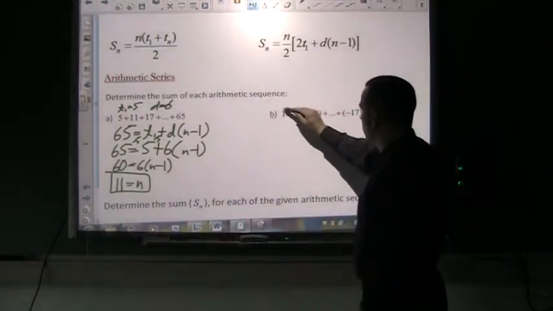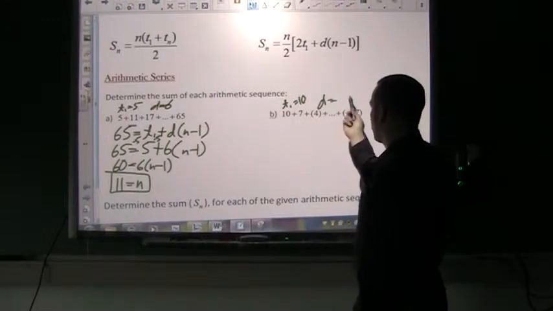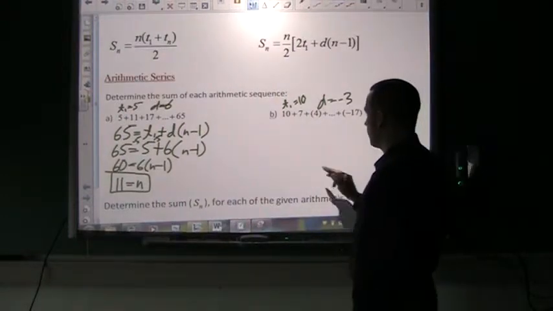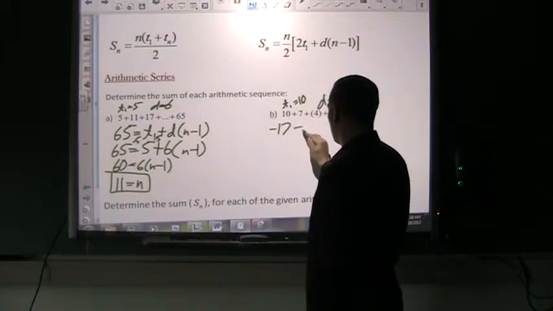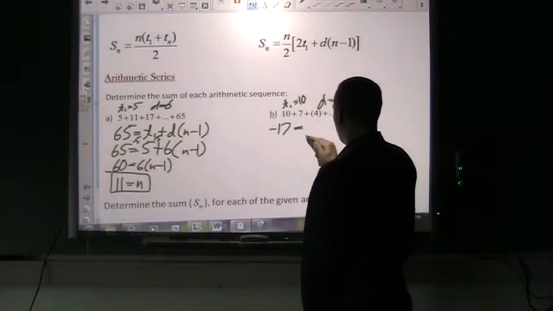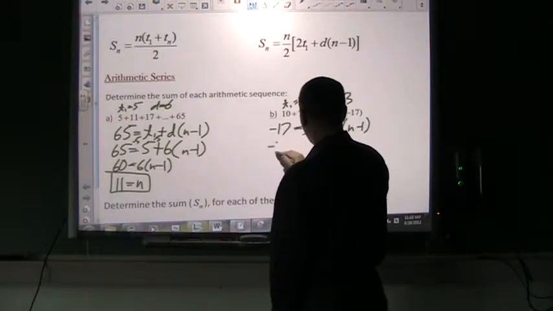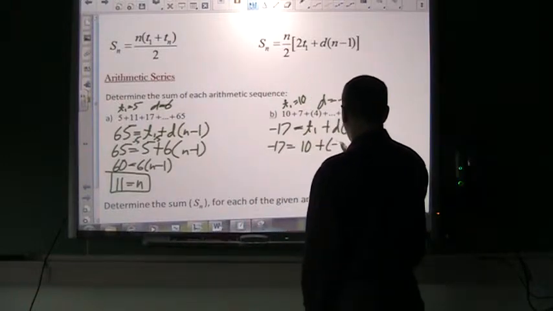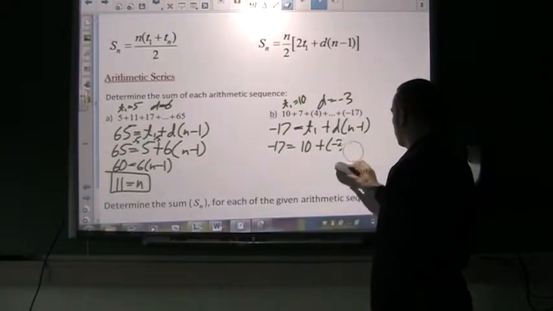All right. So again, my first term is 10. My common difference, how much do I have to add each time? -3. My last term here is -17. So I use the same formula again here. I know my last term, or my Tn, is -17. I know my first term. Fill in the information. First term is 10 plus -3 times n minus 1.